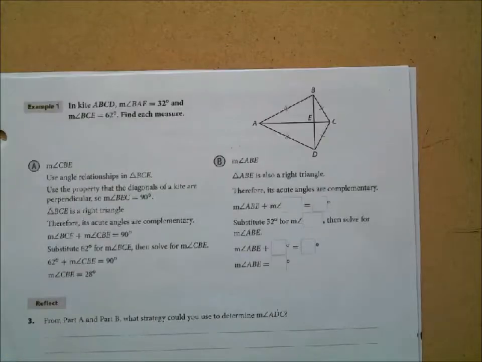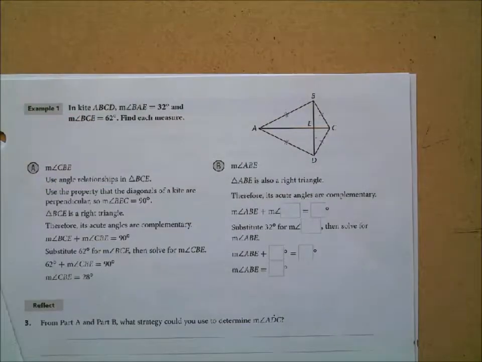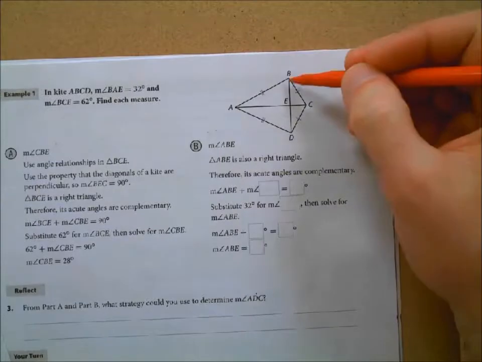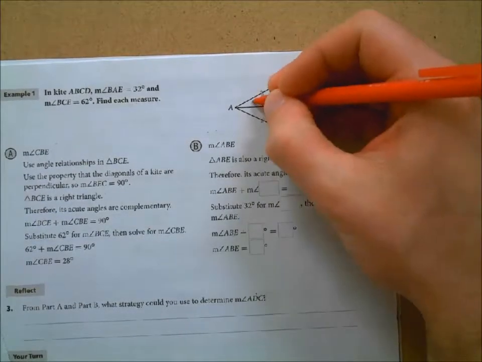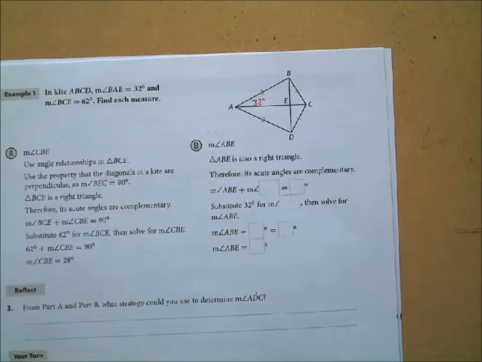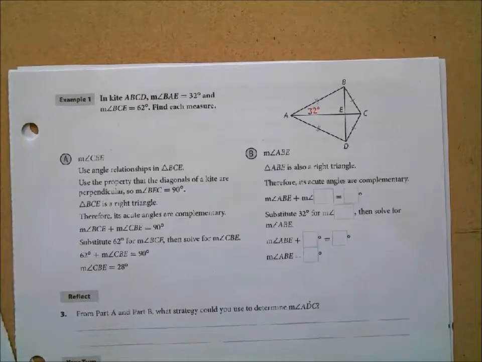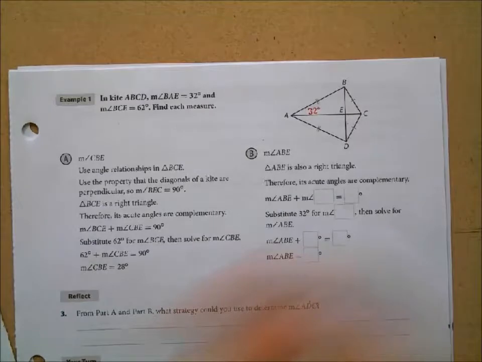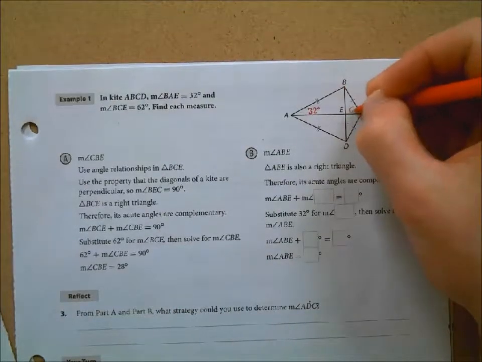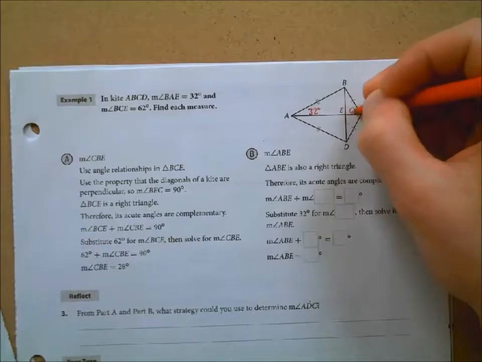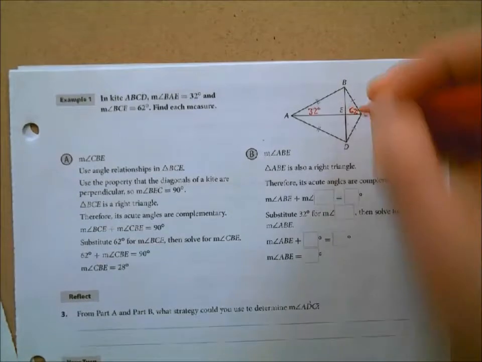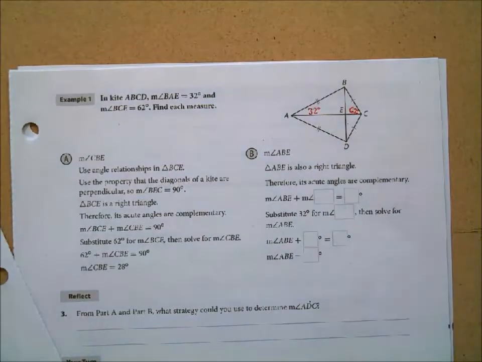For example, in kite ABCD, the measure of angle BAE is 32 degrees. Only in geometry could your BAE be an angle. And BCE is 62 degrees. I detected massive amounts of eye rolling at that last joke. That's okay.